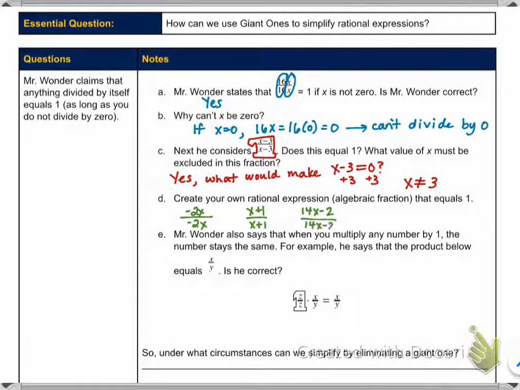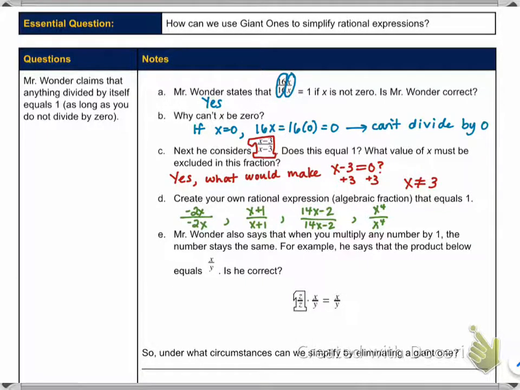Negative 2x over negative 2x. x plus 1 over x plus 1. 14x minus 2 over 14x minus 2. x to the 4th over x to the 4th. Any fraction that has an x or a y or a j or an m or whatever that's the same on the top and the bottom is going to equal 1.